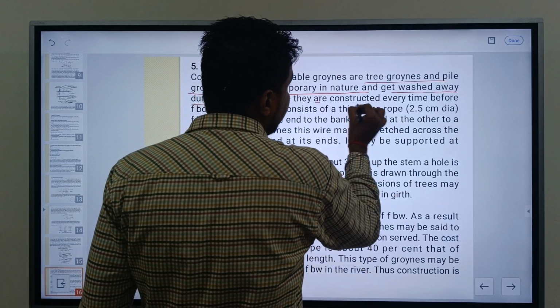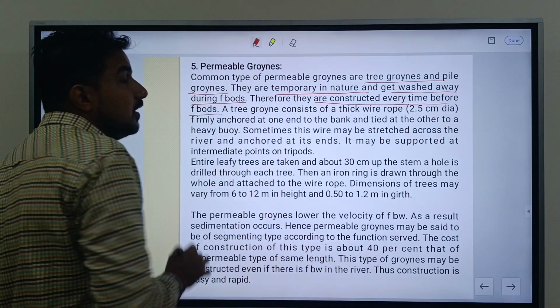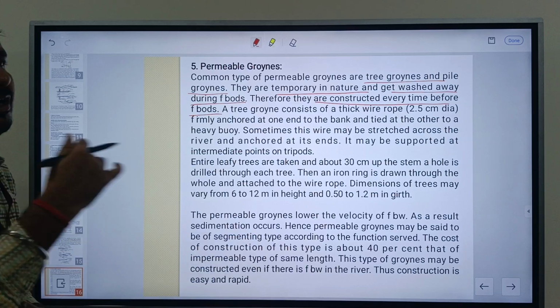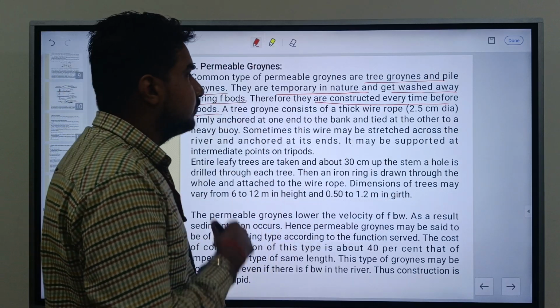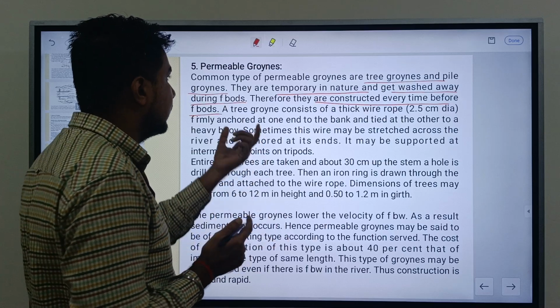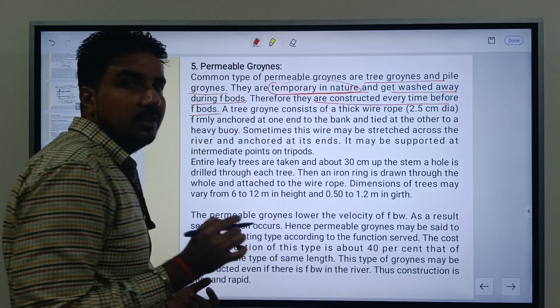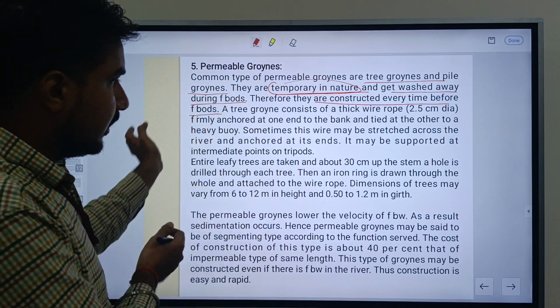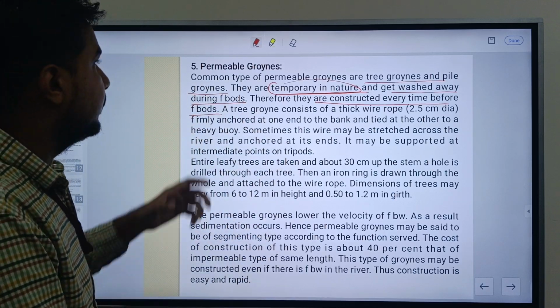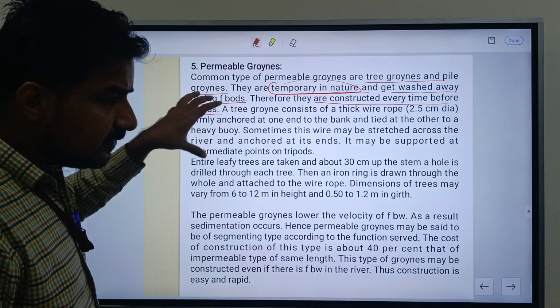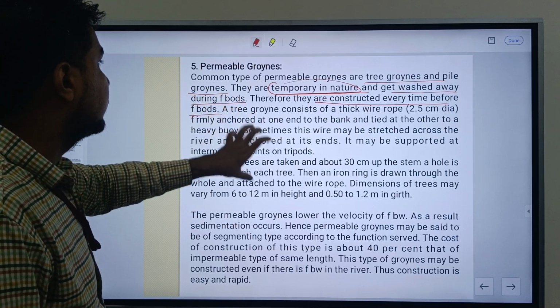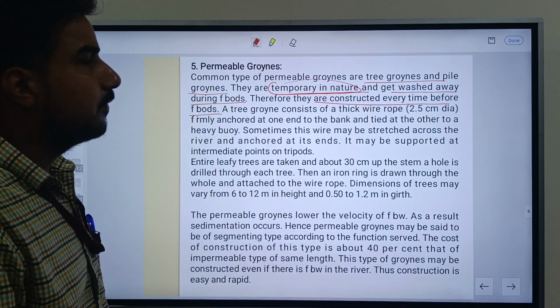Therefore, they are constructed every time before the flood. We have to construct them again and again before the flood comes. They are not permanent structures. That's why we have declared they are temporary in nature. In the last slide we discussed the permanent type. They are permeable, meaning porous. So they are constructed at a particular time when the flood is coming.